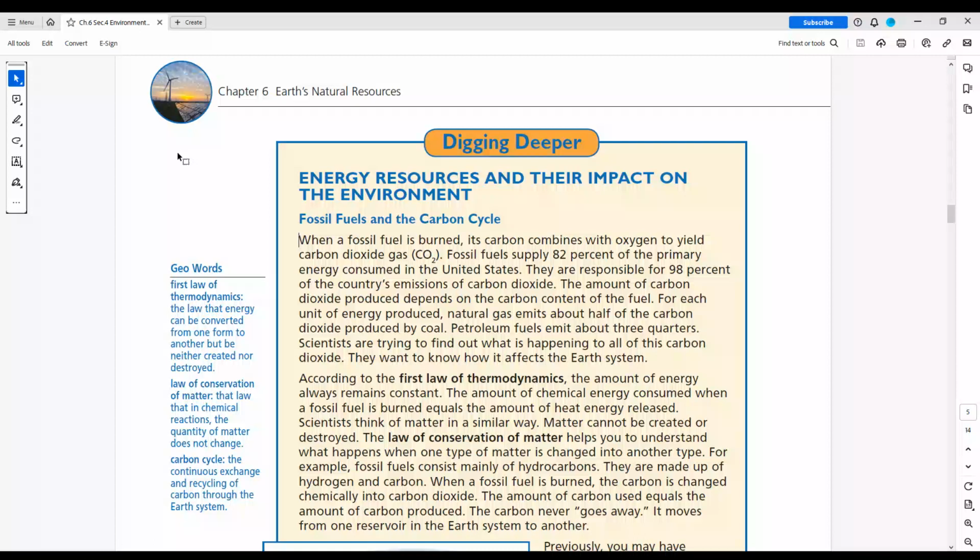Earth Science, Chapter 6, Section 4, Earth's Natural Resources, Digging Deeper, Energy Resources and Their Impact on the Environment. Fossil Fuels and the Carbon Cycle.